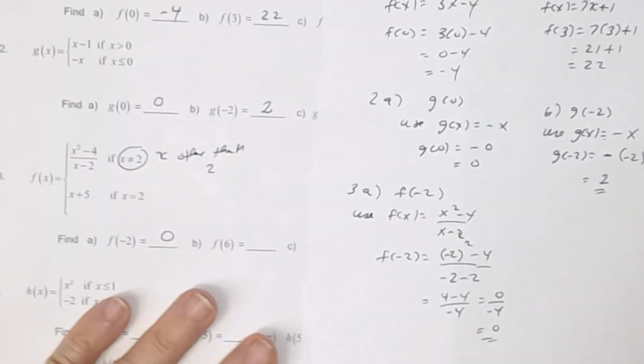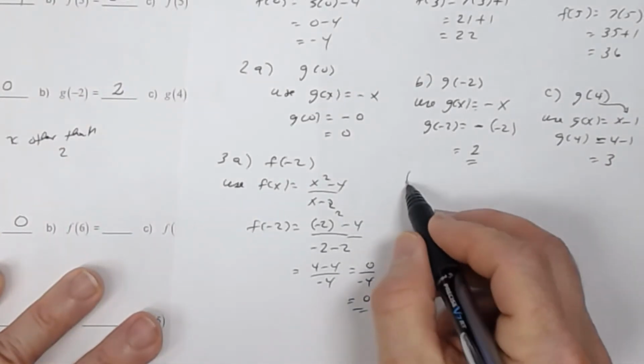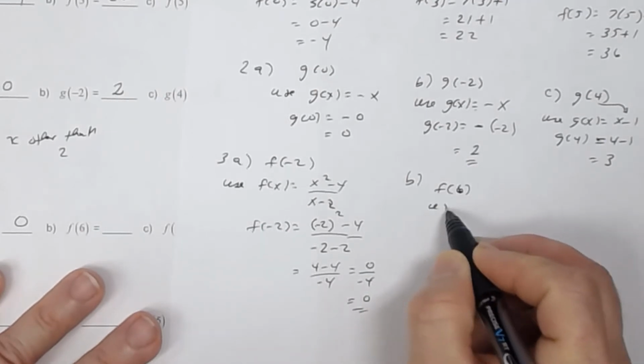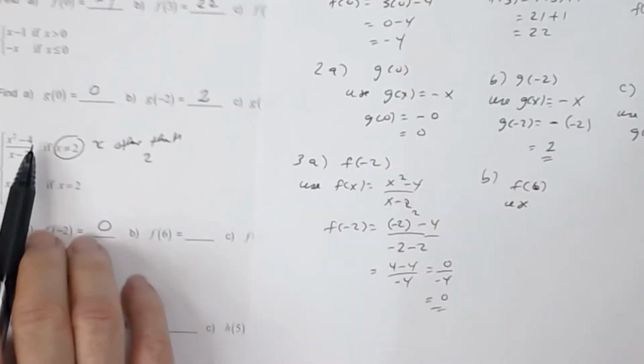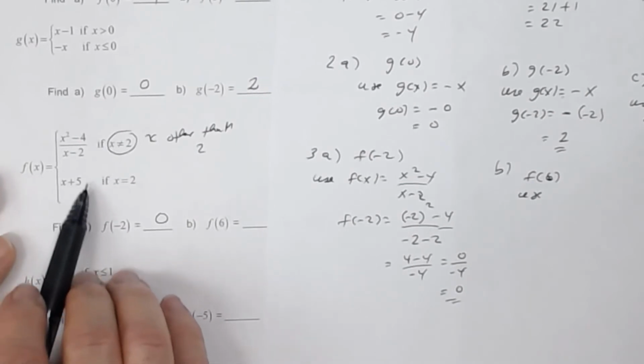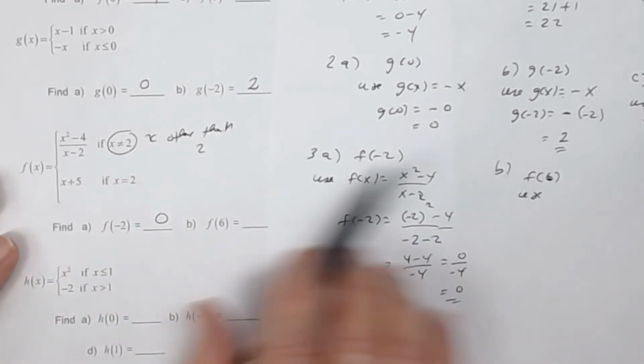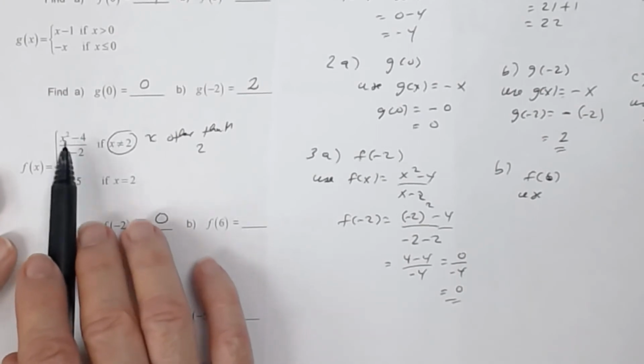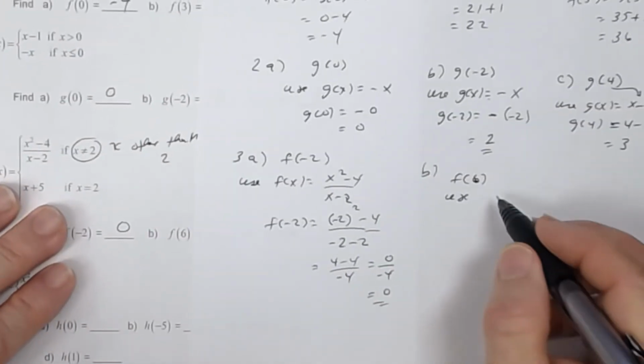All right, let's go to 6. f of 6, part B, f of 6. All right, so again, you're going to ask yourself, which one will I use? Am I going to use the top function for f or the bottom function? Well, remember, x is 6. I only use this if x is 2, so therefore I've got to use this one, right? All right, so I'm going to use the top one again.